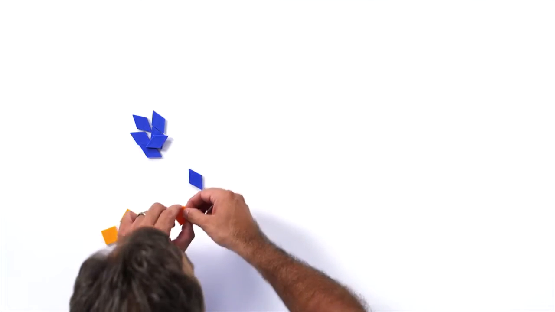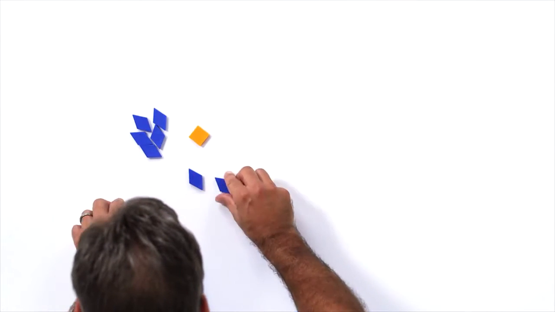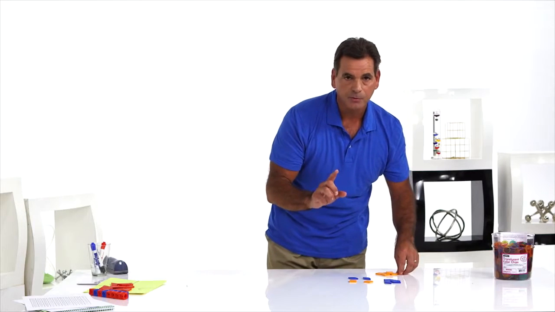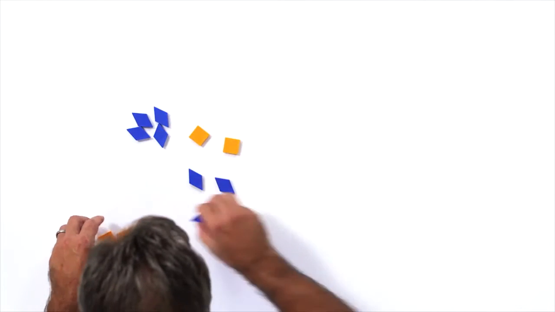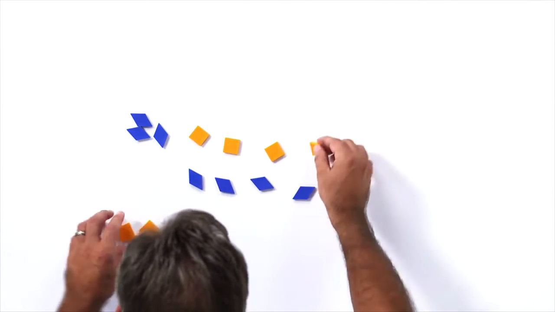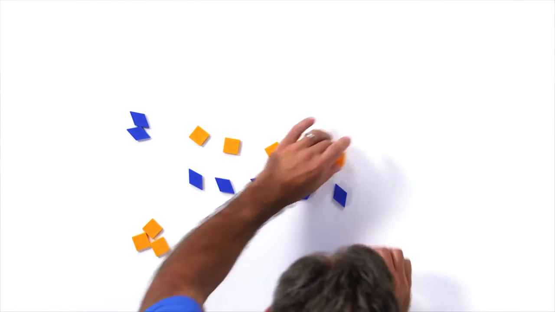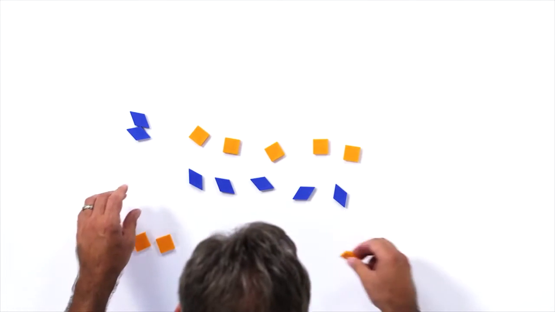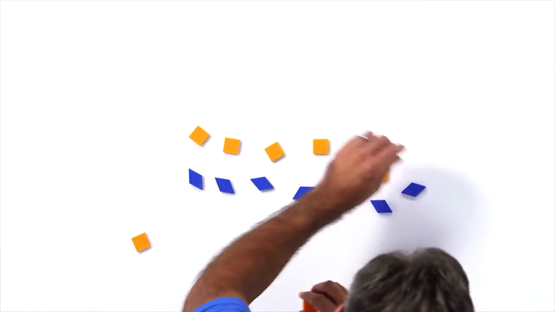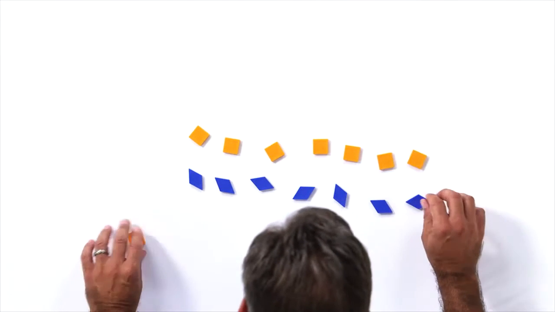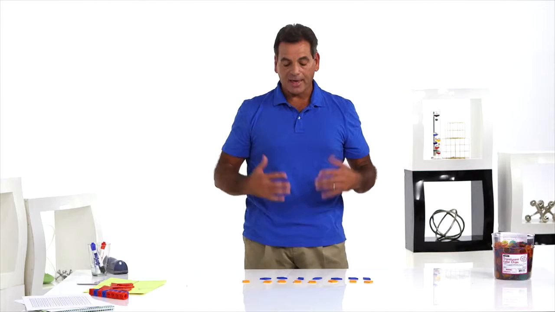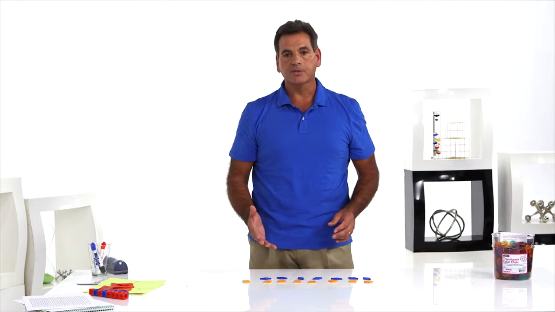One blue, one orange. One blue, one orange. Noticing I don't have them counting yet. We're practicing one-to-one correspondence. One blue, one orange. One blue, one orange, and uh-oh, where's the blue that goes with that one? So now we're out of one-to-one correspondence.